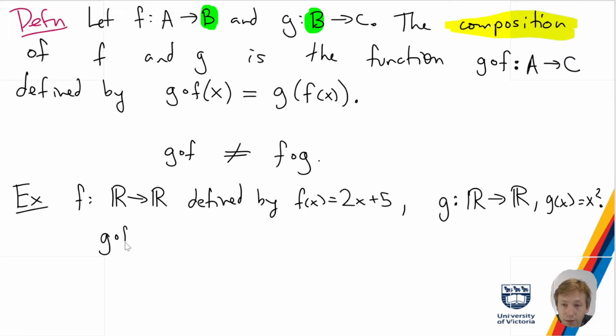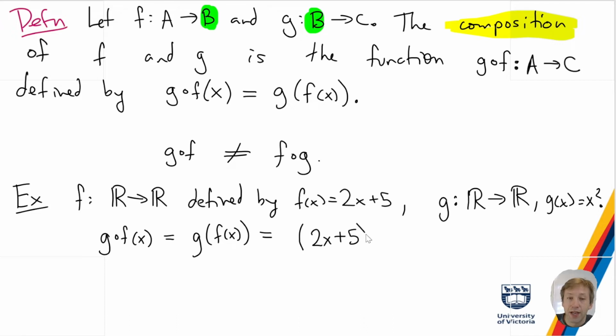So first, if we take the composition of f and g of x, by definition this is going to be g of f of x, so you take f of x first, and then you take g of f of x. If you think about it, it's going to look like this, right? f of x is 2x plus 5. g of anything is that thing squared. So g of f of x will be the square of 2x plus 5.